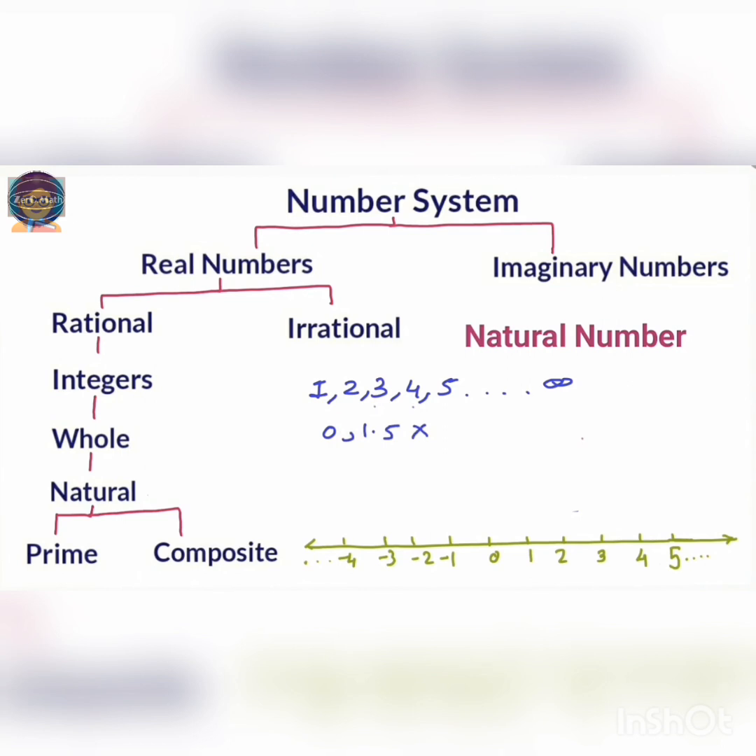Natural numbers are denoted by capital letter N, which is a set of numbers from 1 to infinity. On the number scale, you can see all these numbers from 1 to infinity. These are all natural numbers.